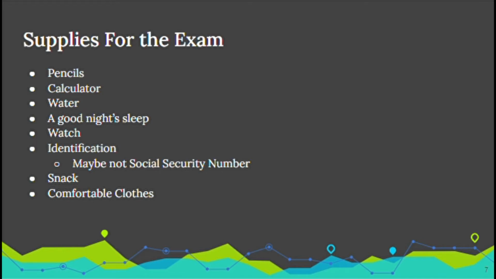Okay, supplies for the exam. Pencils. Notice how there's an S. That means multiple. You should be bringing multiple pencils. Every year, there's someone taking their exam, their pencil breaks, and they have to ask their proctor for another pencil. It wastes time. The proctors think you're unprepared. Quite frankly, you are unprepared. You only brought one pencil. You should be bringing multiple pencils.